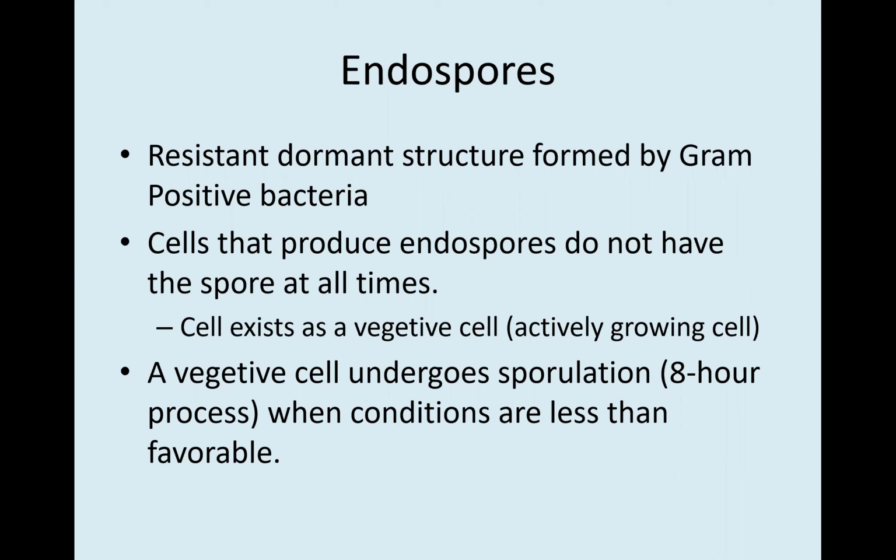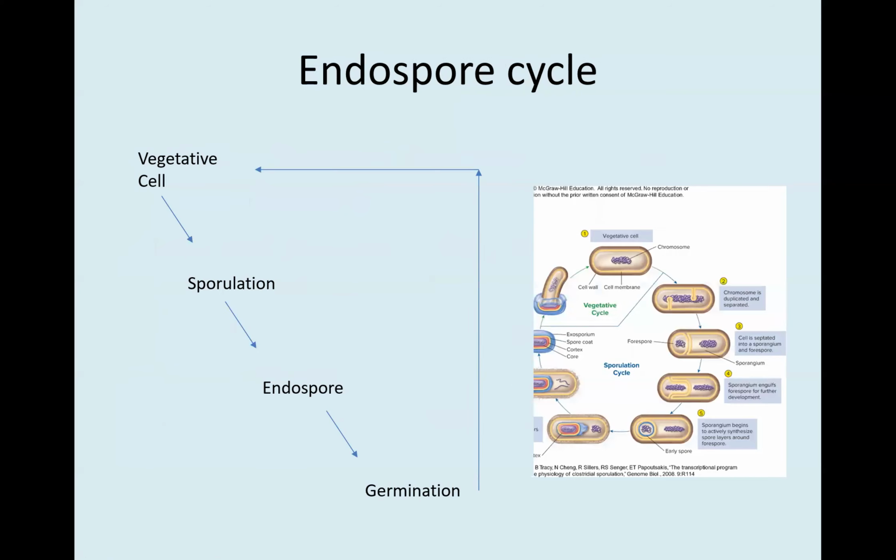When they are exposed to favorable conditions again, they can germinate and go through this cycle in order to become an actively growing cell once again. This is what they consider to be germination taking place. This just shows you the idea of the spore cycle. If it is a vegetative cell, it's actively growing. But let's say hypothetically it's been exposed to very high heat or radiation, then it can form this endospore. Now, the time frame that this happens in is about 8 hours.